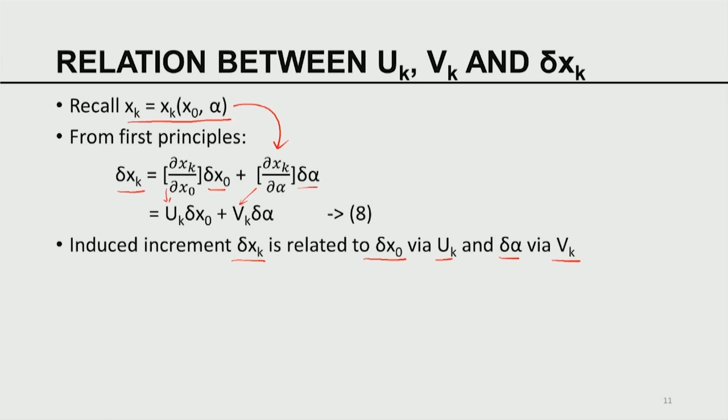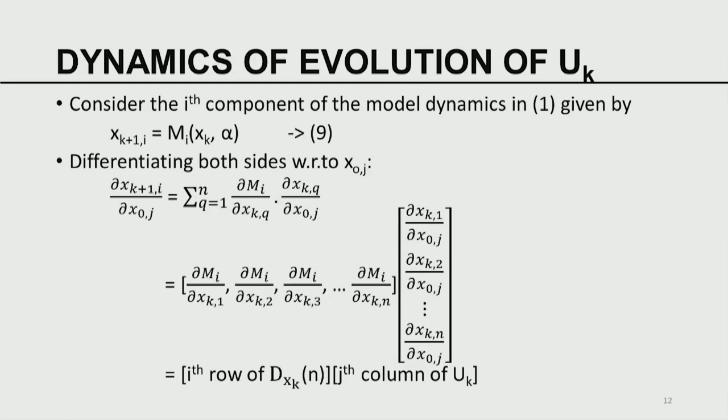But to use equation 8 to characterize delta xk, now we need to be able to characterize what is Uk and what is Vk. Uk, please remember, is how the solution at time k varies with respect to the initial condition. Vk is how the solution at time k varies with respect to the parameters. These are called forward sensitivities. So, we need to find a way to characterize the evolution of Uk and Vk. Please recall, these are matrices. So, we are going to collectively talk about the evolution of these two matrices in time.